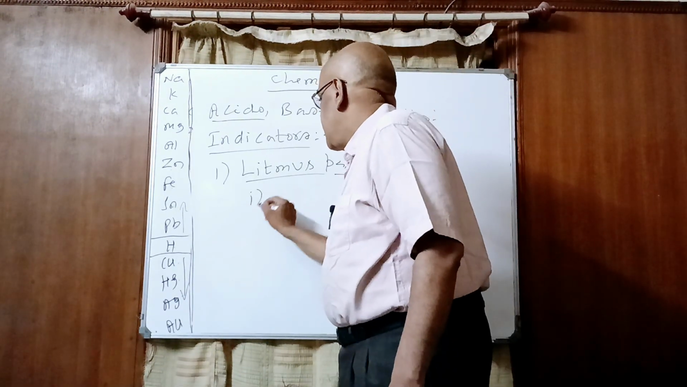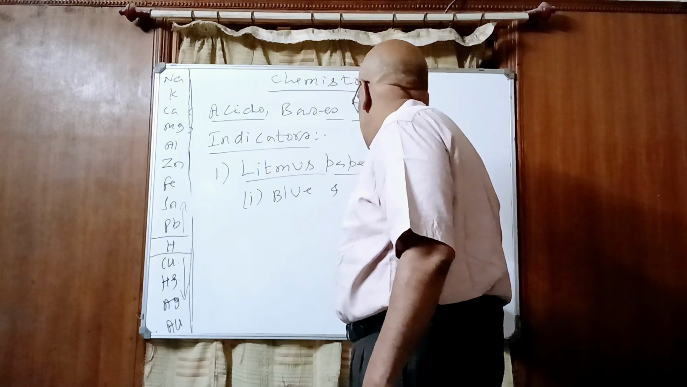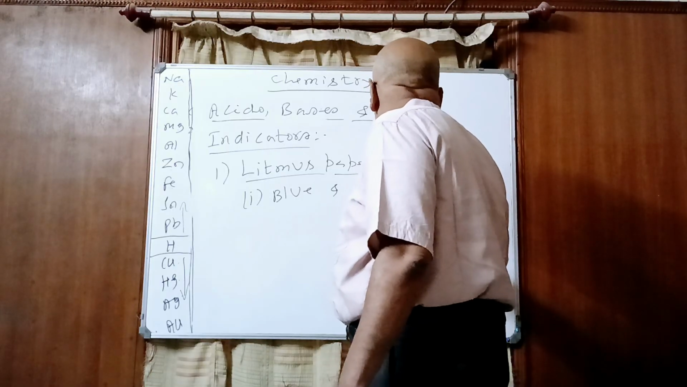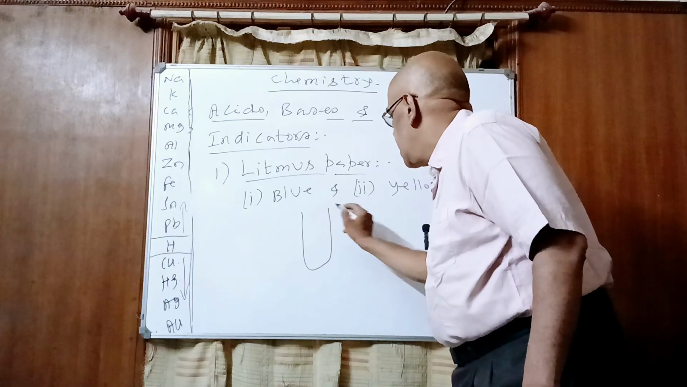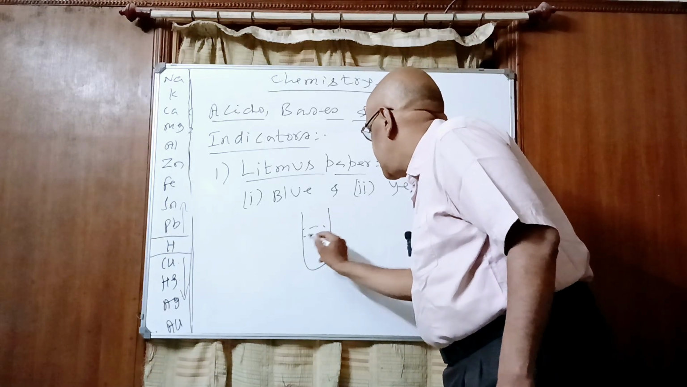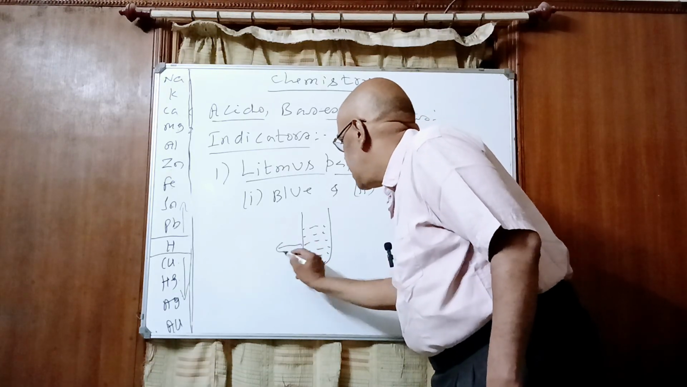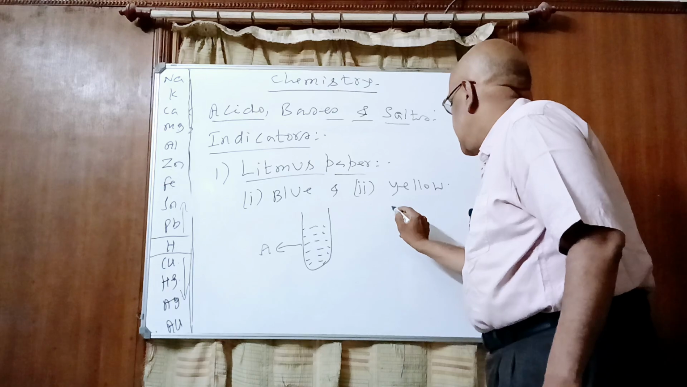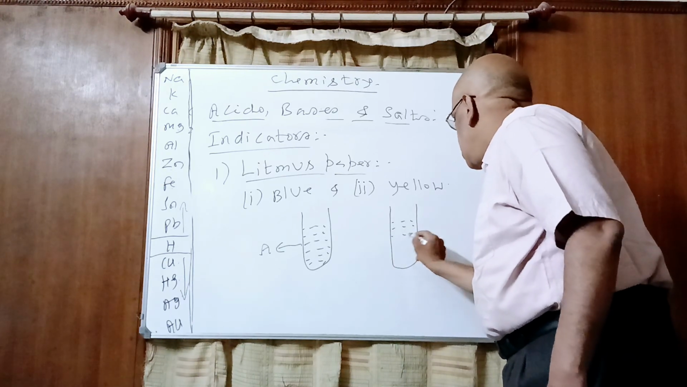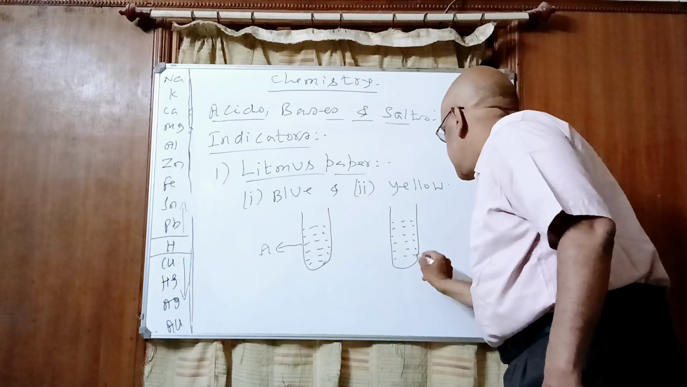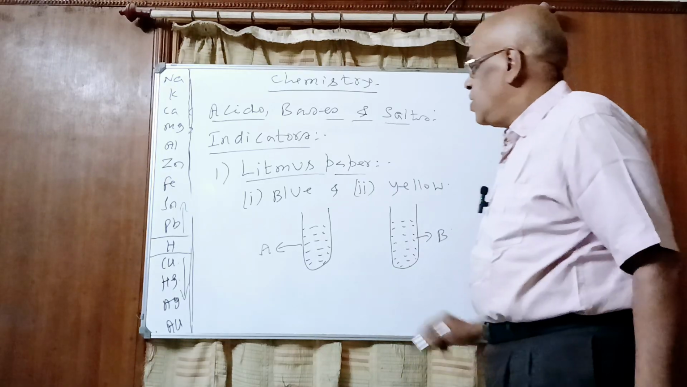What are they? First one, blue. Second one, red color, children. For example, see here. What is this? This is a test tube. I take some chemical and label it as A. I take another test tube and put some chemical. Now you have to tell me which is acid and which is base. Understood, children?